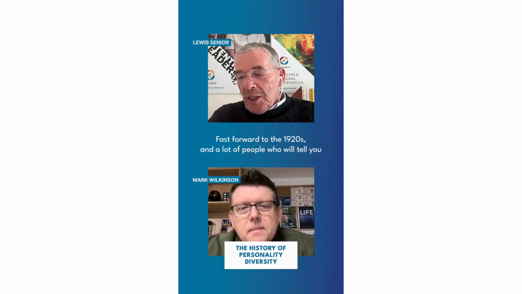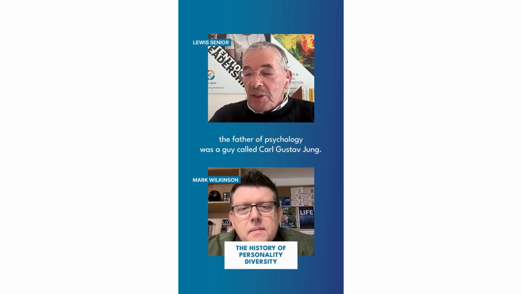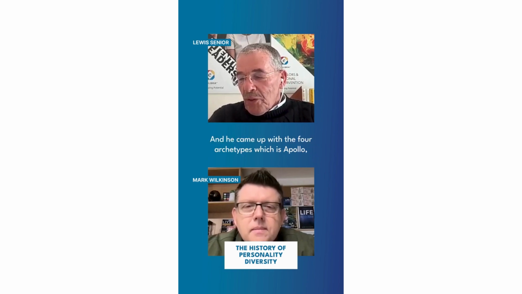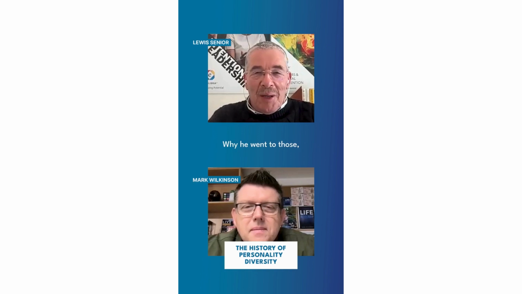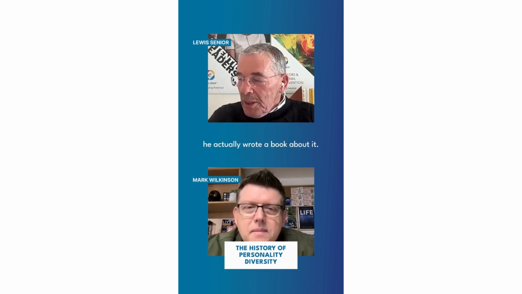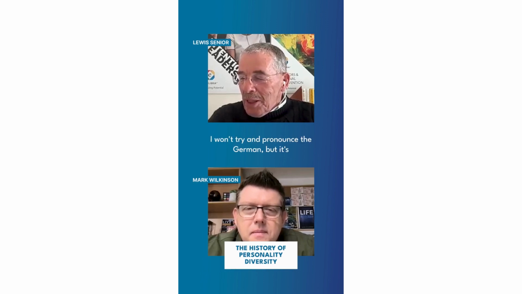Fast forward to the 1920s, and a lot of people will tell you the father of psychology was a guy called Carl Gustav Jung. And he came up with the 4 archetypes as Apollo, trickster, wise old man, and wise old woman, and wounded healer. Why he went to those, I'm not quite sure. But again, he actually wrote a book about it. I won't try and pronounce the German, but it's Psychological Types. That was written in 1921.